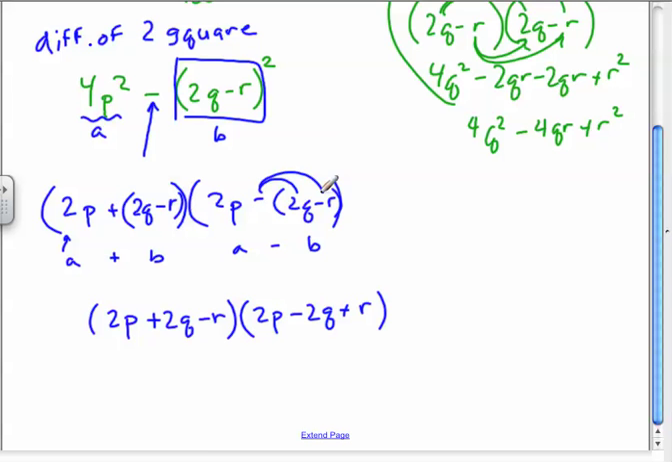And these things can't be factored. I don't have anything squared or anything like that. I can't take out anything that goes into each one of them. That looks like it, guys. I think that thing is factored.